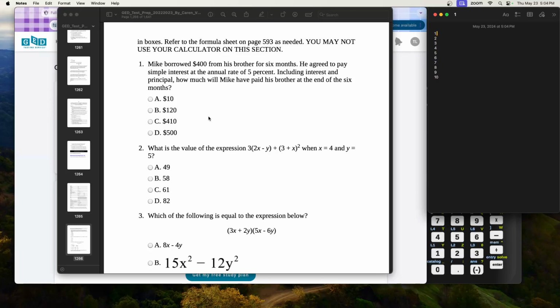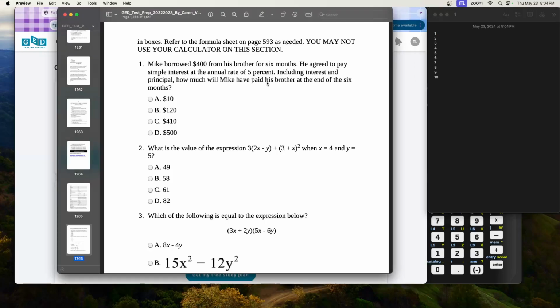All right. Mike borrowed $400 from his brother for 6 months. He agreed to pay simple interest at an annual rate of 5%. And actually, let me check my sound settings on Zoom. Oh, it looks good. He agreed to pay simple interest with an annual rate of 5%, including interest and principal. How much will Mike have paid his brother at the end of the 6 months?